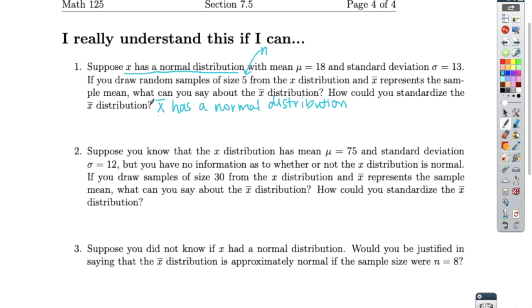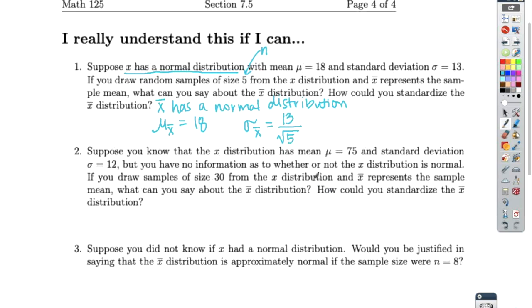Because again, when we're describing a distribution, we describe its shape, and then we also talk about the mean and the standard deviation. So the new mean, the X bar mean, well, this one's the friendly one. It's exactly the same as the old mean. The mean does not change. So mu sub X bar is still 18. The standard deviation, on the other hand, that does change. We have to adjust the old standard deviation by dividing by the square root of the sample size.